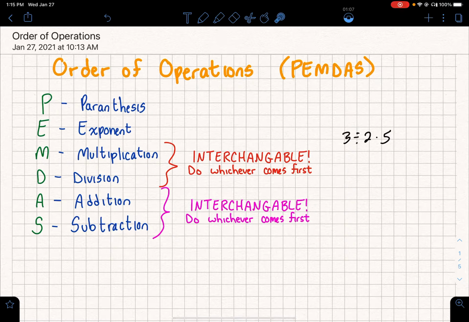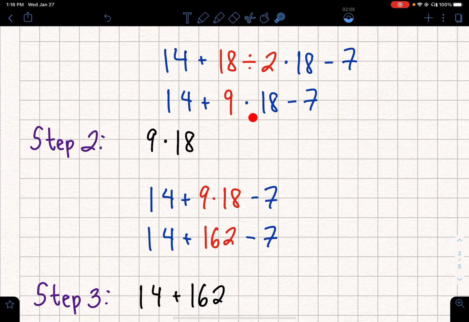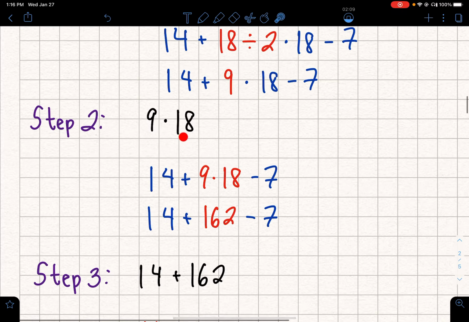So now 14 plus 9 times 18 minus 7 is our new expression. So again, there's no parentheses, no exponents. Left to right, the first thing we see is multiplication. We're going to do that next. So now we do 9 times 18. 9 times 18 becomes 162. So our new expression is 14 plus 162 minus 7.